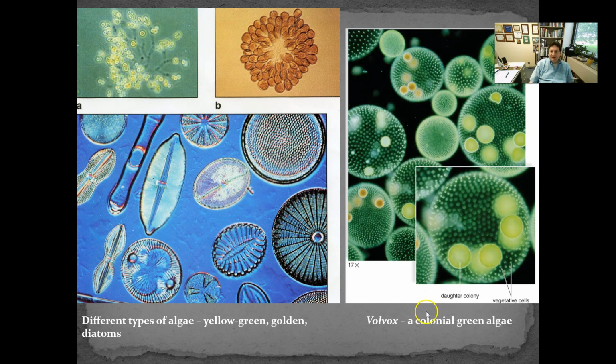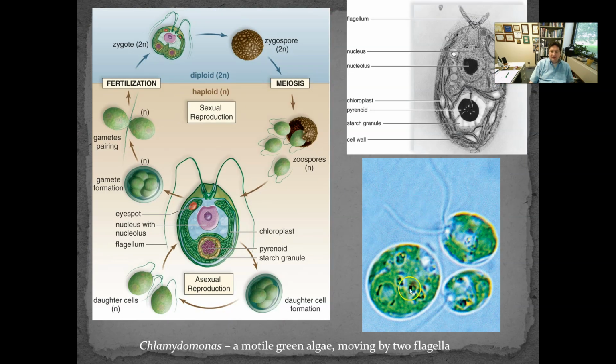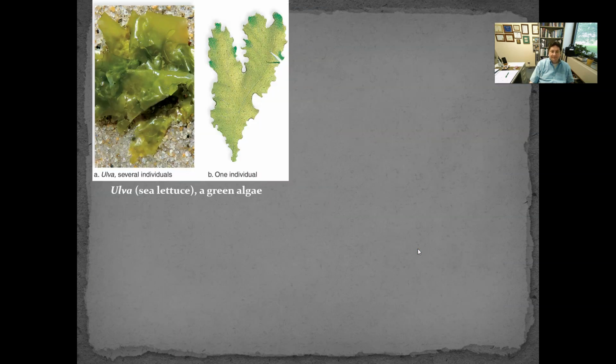This is a very large colonial, it's still microscopic, but relatively large, called volvox. They look like little green globes. Here we see one here. This is called Chlamydomonas. Note that it can move by two flagella here. The green color tells us it's photosynthetic.